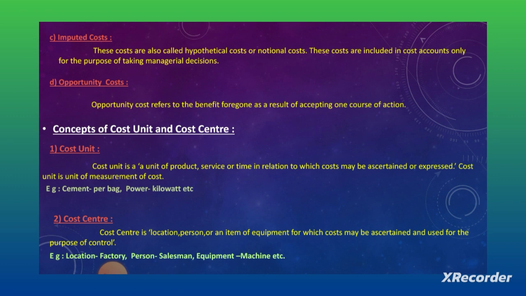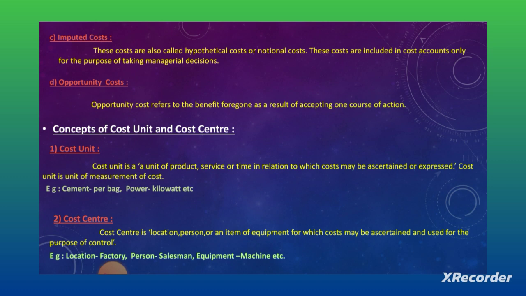Then opportunity cost. Opportunity cost refers to the benefit foregone as a result of accepting one course of action. For example, if an own building is proposed to be utilized for housing a new project planned, the likely revenue which the building could fetch if it is let out is the opportunity cost which should be taken into account while evaluating the profitability of the project.